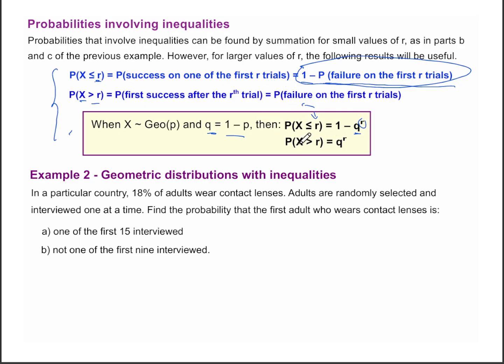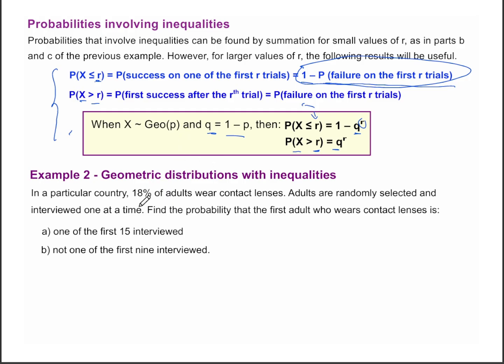On the other hand, if you want the probability that your first success happens after the rth attempt, that is just having your first r attempts being failures, which just gives you q power r, because you want the failure to happen r times. Let's look at another example.